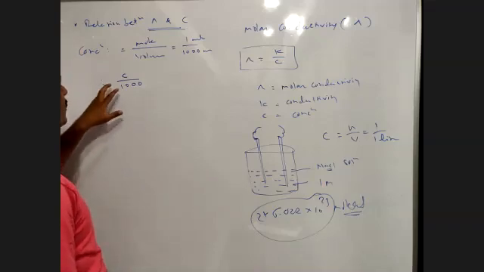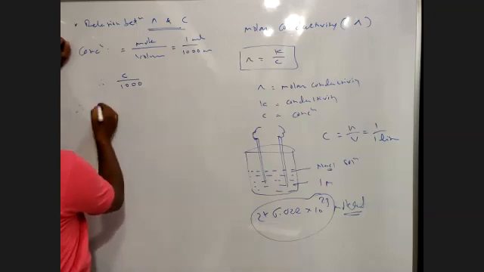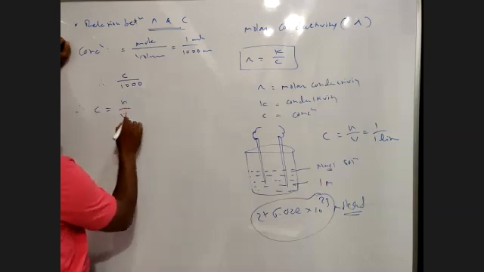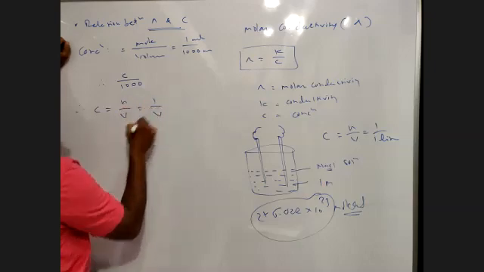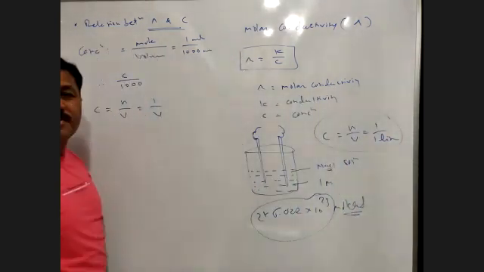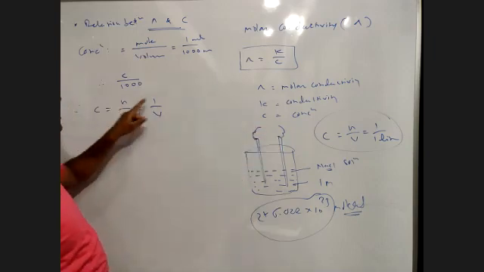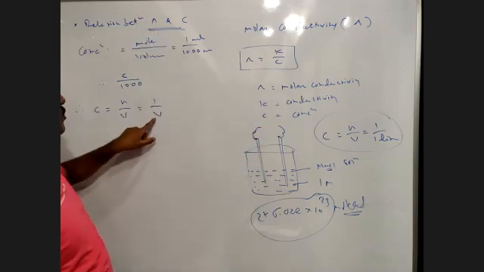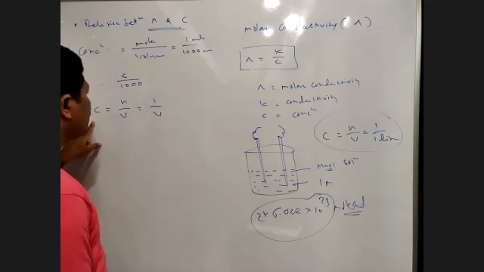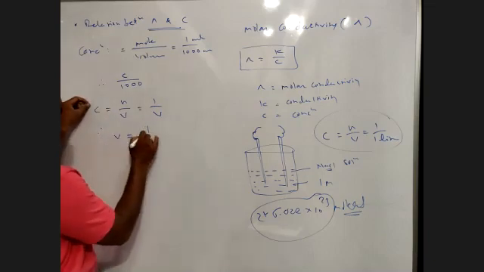Now, one term that we know very well: the concentration is n upon V, where n is the number of moles and V is the volume. This is the basic formula we have already seen. How many moles did we take? We took 1 mole, and this is the volume. So this is the relation between C and V. So V is equal to 1 upon C.